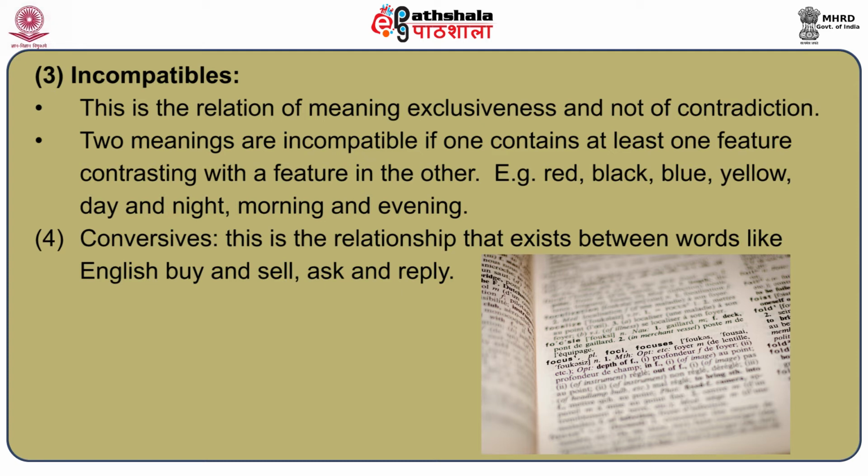Conversives. This is the relationship that exists between words like English buy and sell, ask and reply. Besides this, there are other relationships of meaning of a relational set like father and son, hierarchical. So, as in the case of synonyms, complete or absolute antonyms are also rare in a language. A word may have more than one antonym, each restricted to some contexts. The word thin has thick as an antonym in some cases, but fat in another context. The word dry may be antonym for wet, moist and damp. So it depends on the context how the antonyms have to be related.